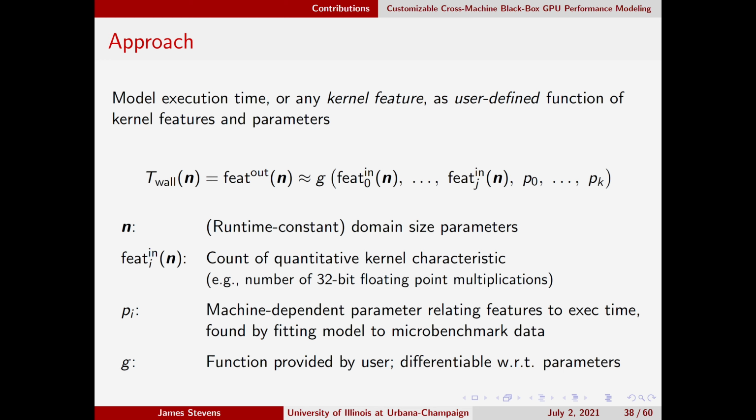We constructed a framework where a user can model execution time or any kernel feature as a custom function of kernel features and parameters. A kernel feature is just a quantitative characteristic of a kernel, for example, the number of 32-bit floating point multiplications performed. And the feature is parameterized by the relevant iteration domain size parameters. The machine-dependent parameters in the model relate features to execution time, and we find those by fitting the model to data from a custom set of micro benchmarks.